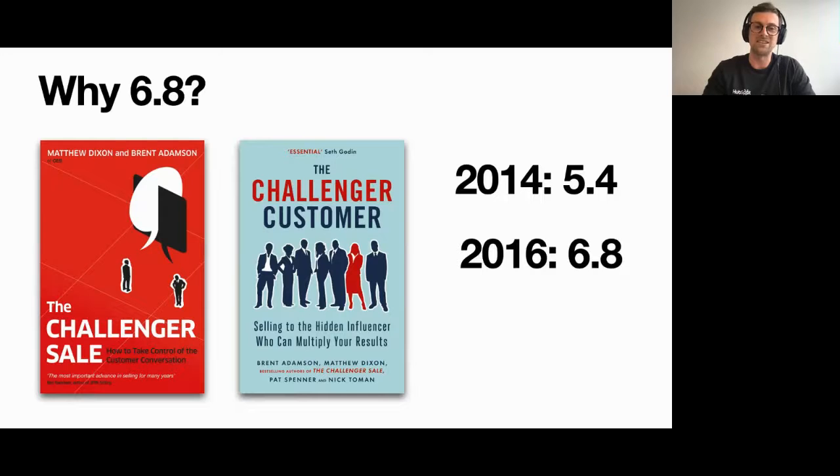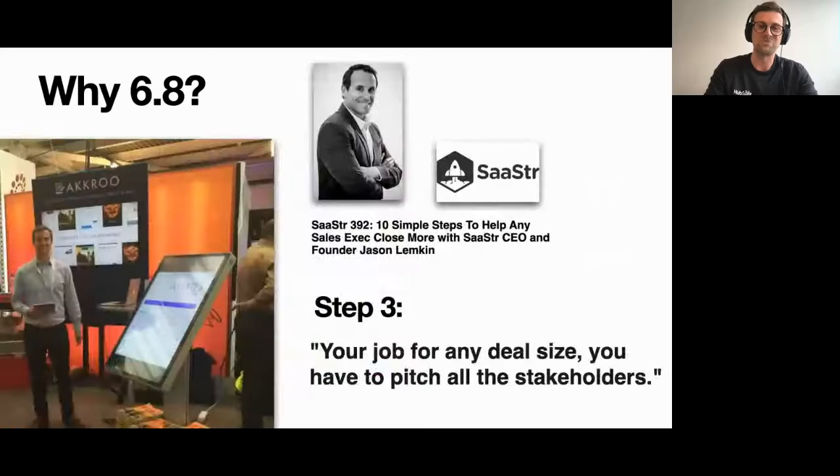In 2016, the Challenger Sale said it's 6.8 based on their research. That was 5 years ago. In 2021, there isn't a number. No one's published a number. So we'll come back to that on maybe the last couple of slides, because I think we might have an answer on that number, or at least close to.